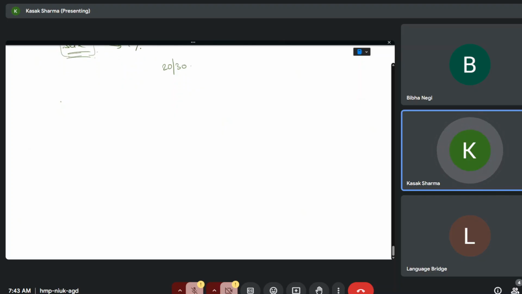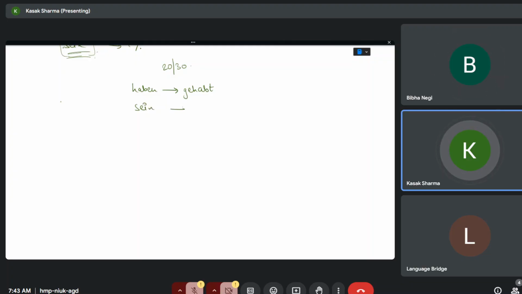Obviously haben is also a verb, so it will also have its participle. The participle of haben is gehabt and the participle of sein is gewesen.